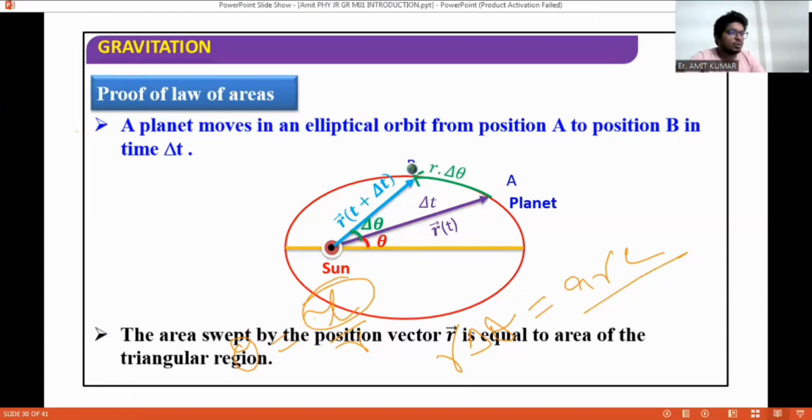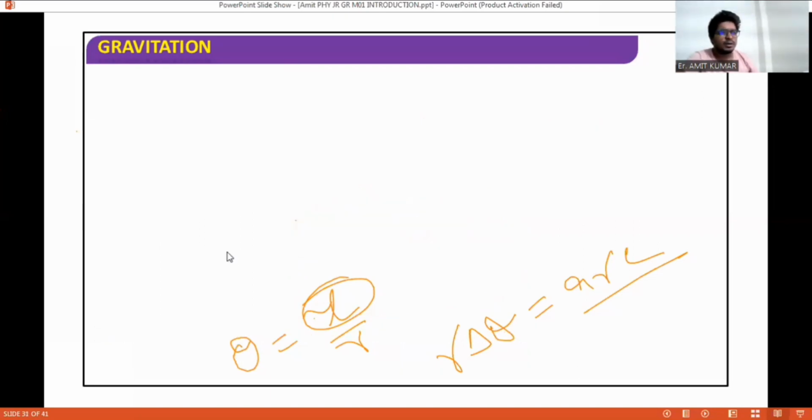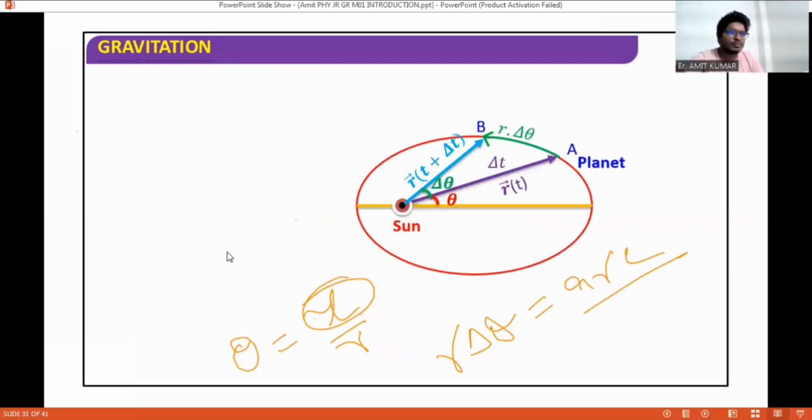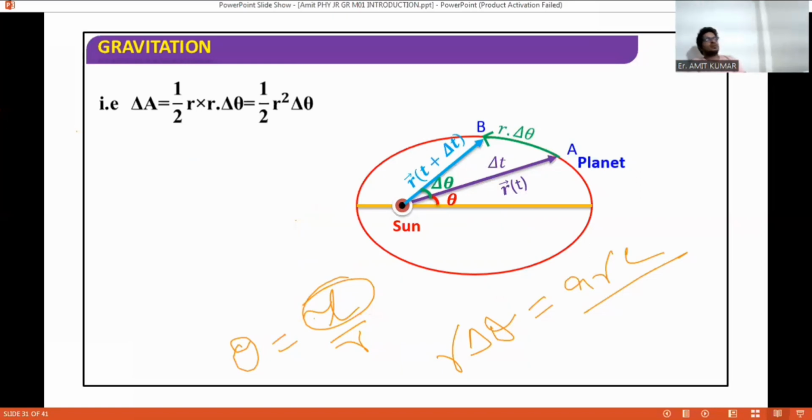So we already know the law: the area swept by the position vector R is equal to the area of the triangular region, which I had shown. So what is the area of the triangular region? You know the formula now: 1 by 2 into R into the length R delta theta. Remember this formula, it is the basic one.